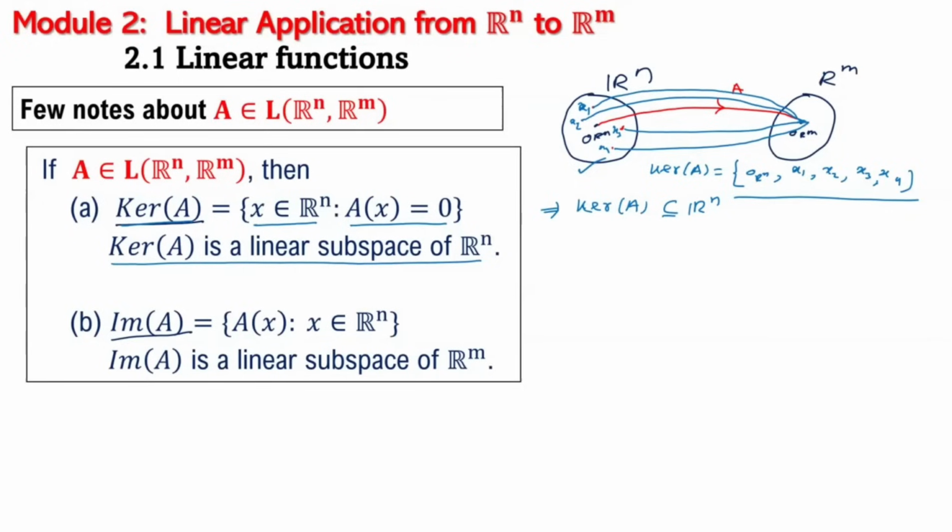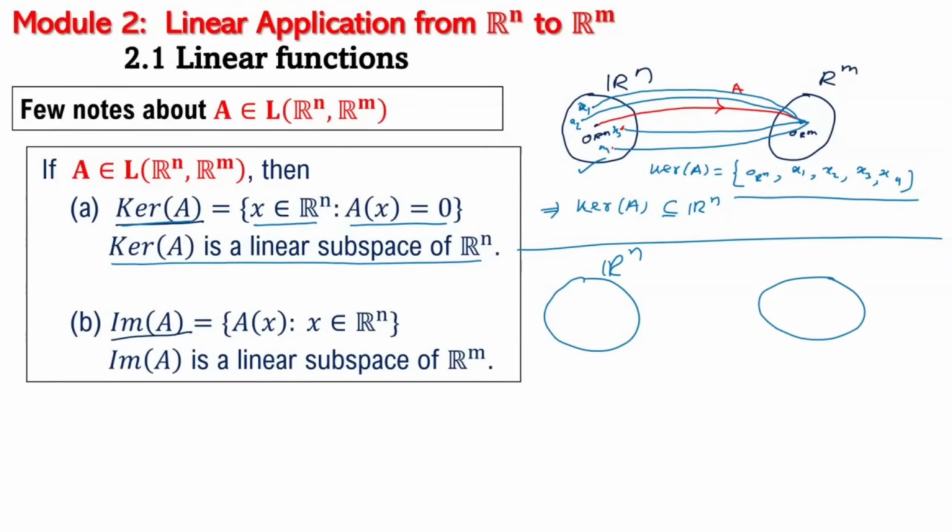Now the next one is the image of A. The image of A is that, so you have here Rn and here Rm. All the entries of Rn will map to some point in Rm.